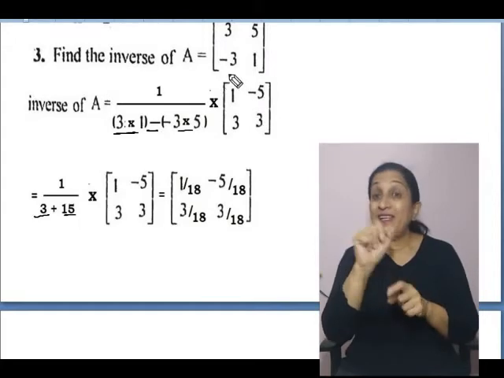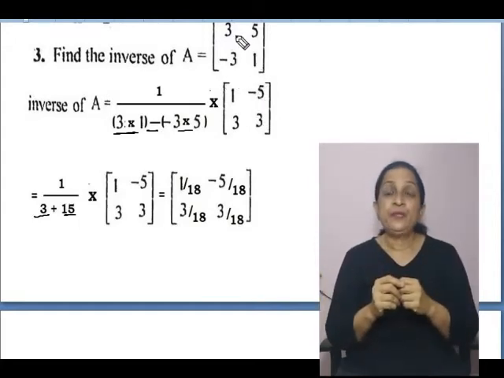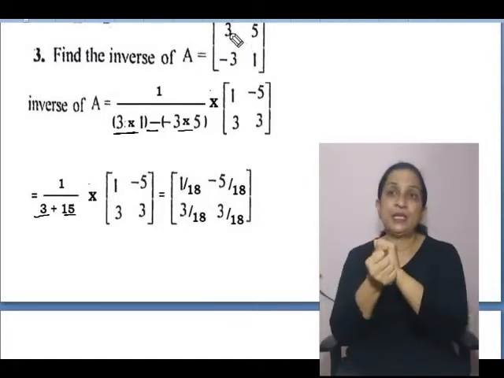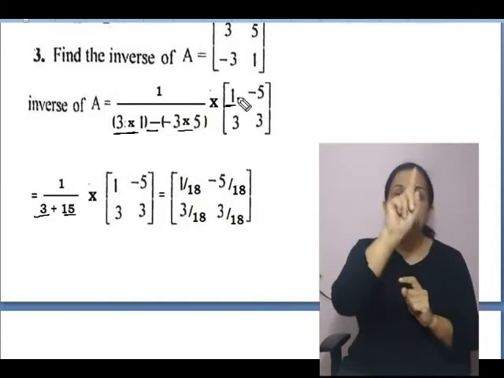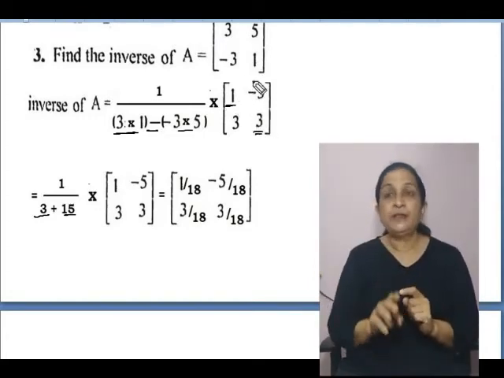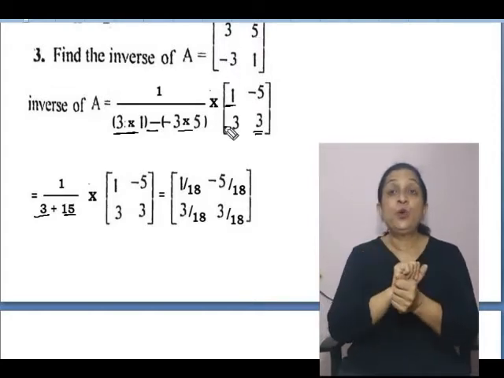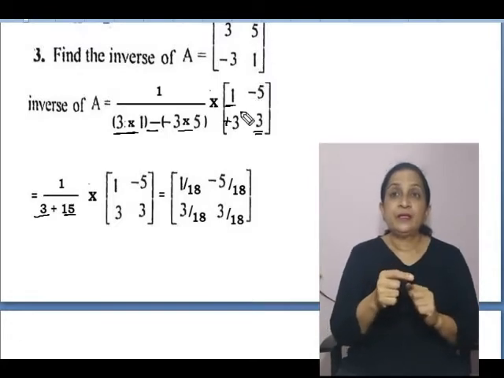In this, what will be the change here? These elements are interchanged. 1 goes here and 3 comes here. So 1 is here, 3 has come down here, and for these two elements, the sign is changed. Minus 3 becomes plus, and plus 5 becomes minus.